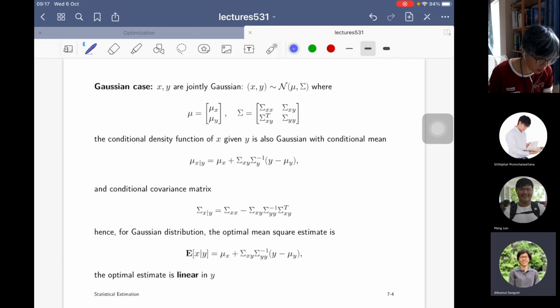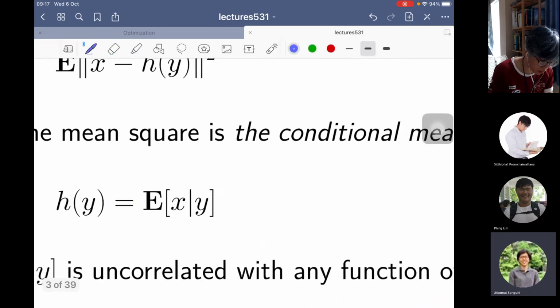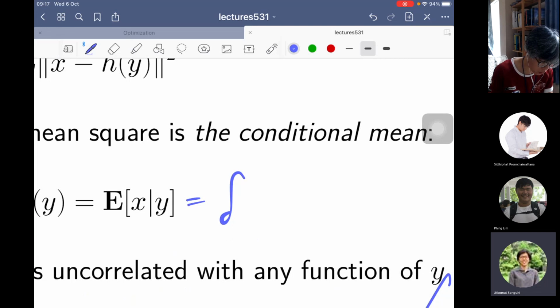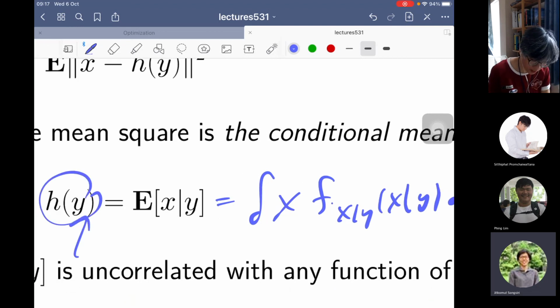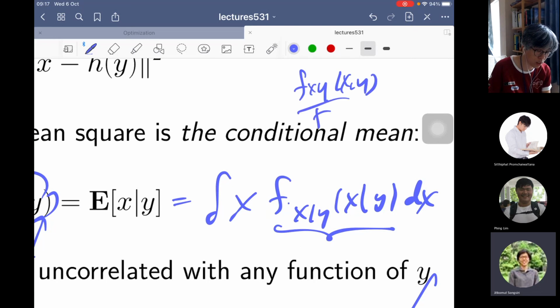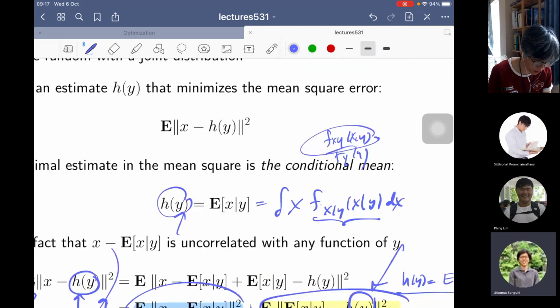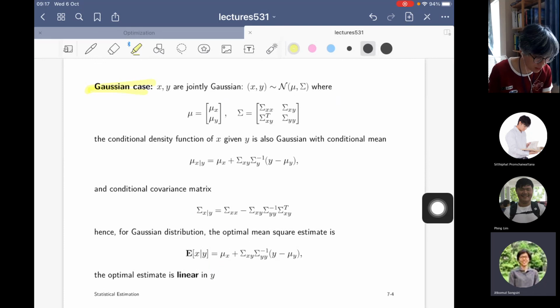The Gaussian case. Let me mention this. From the definition of the conditional mean, in order to find the best estimator of x, you need to know the conditional density. And to know the conditional density, you must know the joint distribution between x and y. But now we would like to give you an example when the joint distribution is Gaussian. Okay, just one particular case.